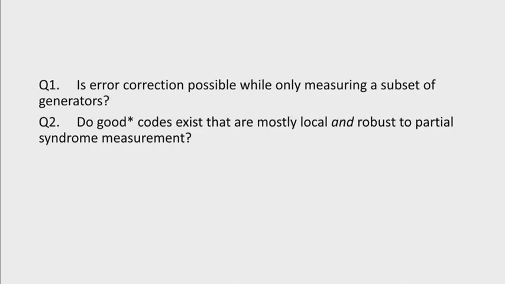So coming from this, there are mainly two questions that need to be answered. The first one being, is error correction even possible when you only measure a subset of generators? And then the second question is, do good codes exist that are mostly local and robust to partial syndrome measurement? And again, I say good with an asterisk because we don't necessarily need good in the sense of linear rate, linear distance, but we do need better than surface code. So the answer is yes for the first question. That's this work. And the second question is unknown, but I'll give some comments on it at the end.